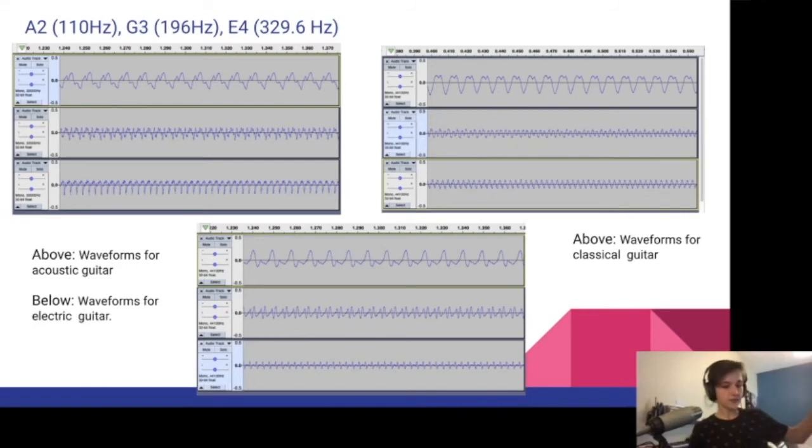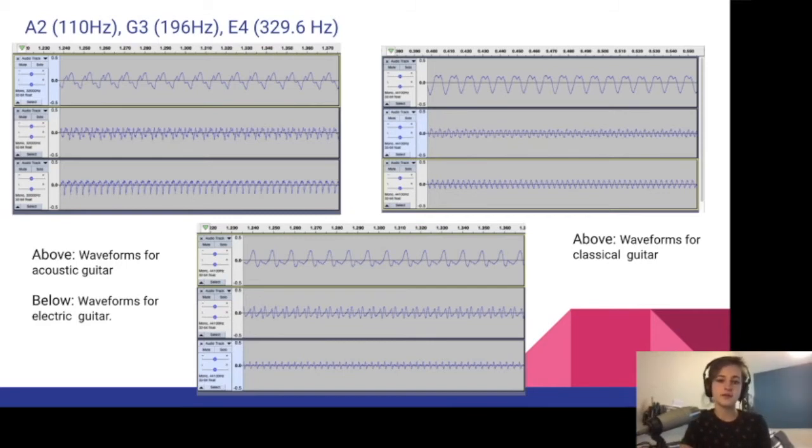And then lastly, for the electric guitar, the notes are going to sound like this. The A, the G, and the E. So it's very quiet by itself, which is why I always have to play this plugged into a speaker or an amp. And you can already see that the waveforms of each of these guitars are pretty different.